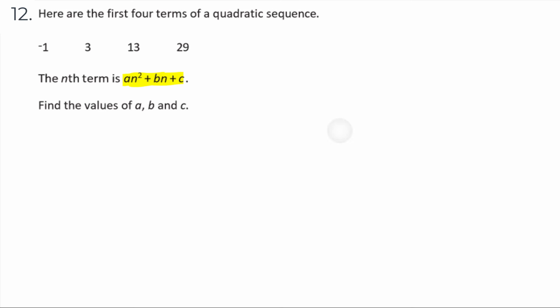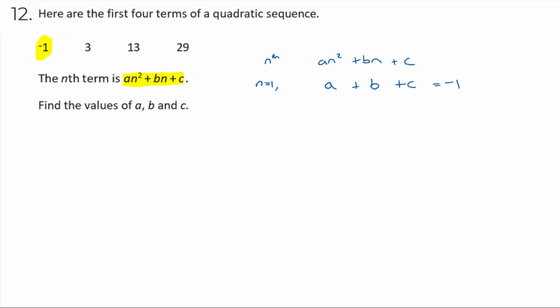Let's have a think about the nth term. If the nth term is an squared plus bn plus c, now for the first term, n is equal to 1. So if I sub 1 into this general form, an squared plus bn plus c, 1 squared is 1, so I'm just going to get a times 1 squared, which is just a, plus b times 1, which is just b, and then plus c. So I'm going to get a plus b plus c. And I know that the first term is -1. So I've got an equation in a, b, and c, and it's equal to -1.